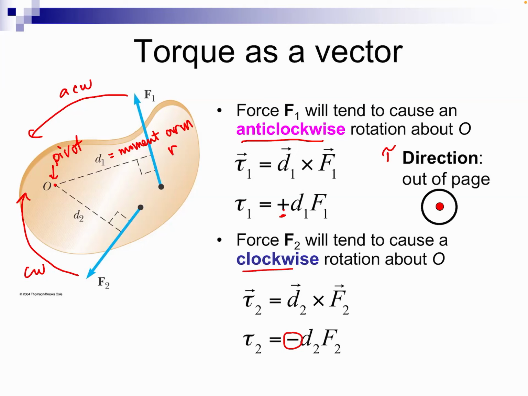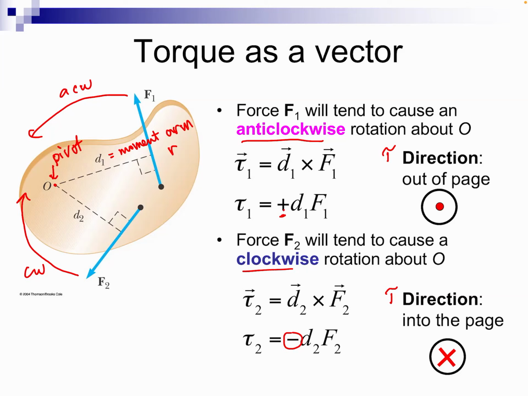Okay. A negative torque. And if you do the clockwise rotation, notice how your thumb points into the page. So the direction of the torque will be into the page. So it's quite different. The rotational direction is clockwise, but that clockwise rotation is due to a torque that is directed into the page, which gives you this negative sign.